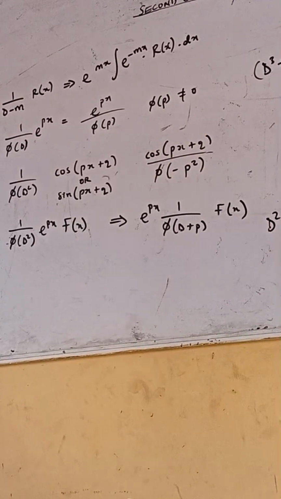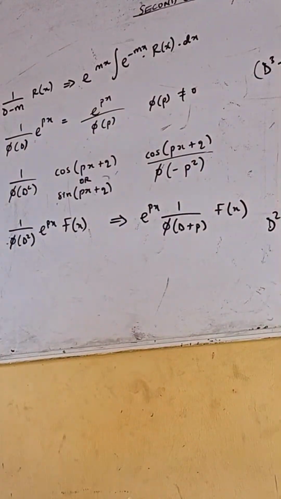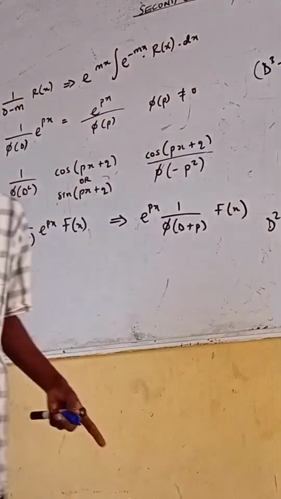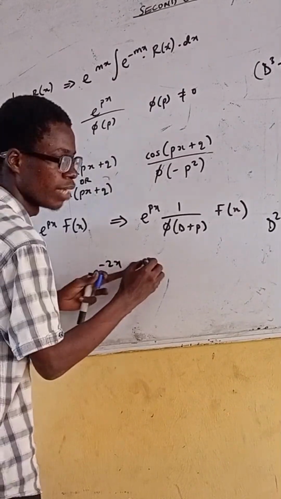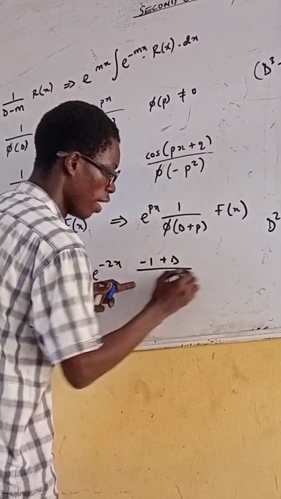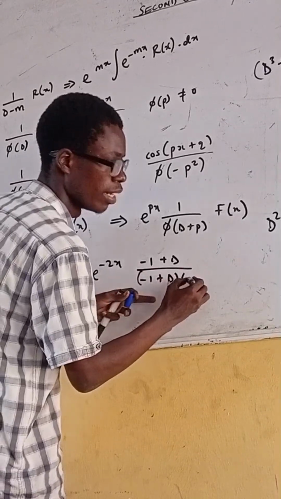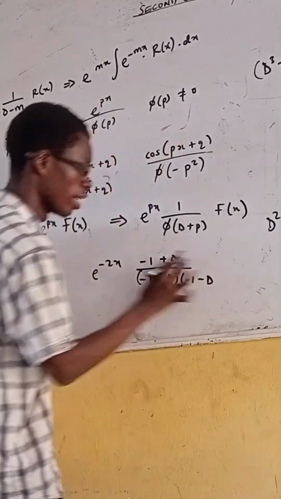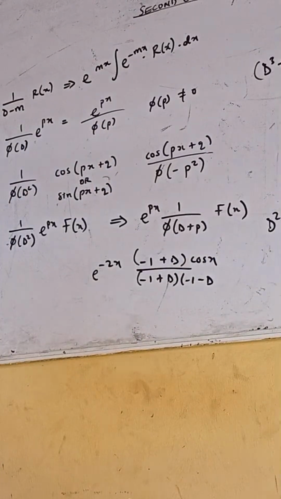So what are we going to do for this one? It's long. It's not long actually. So this one I can now transpose it and I will use conjugate. The conjugate of minus 1 minus D is minus 1 plus D. So I multiply up and down. So I have e^(-2x) times (minus 1 plus D) over (minus 1 plus D)(minus 1 minus D) of cos x. So I can write my cos x here. Do you get what I'm doing?